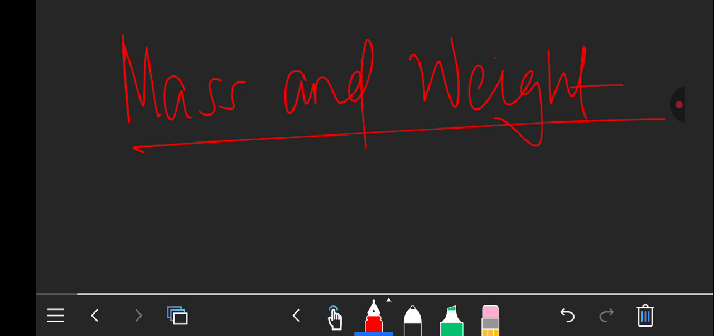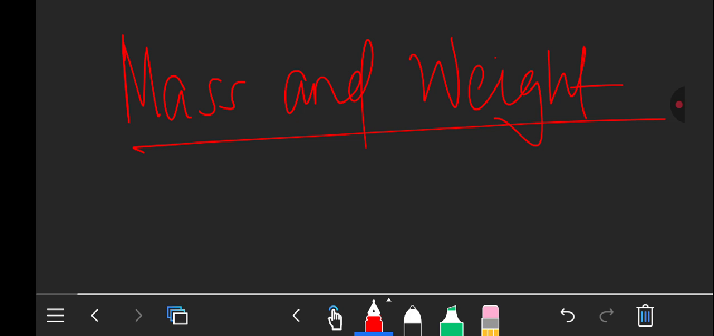So stay tuned as we discuss what mass is and what weight is and the differences between mass and weight. We're going to cover the units used to measure mass and the units used to measure weight. And we're going also to explore the instruments which are used in measuring mass and in measuring weight. So let's begin by defining what mass is and what weight is.